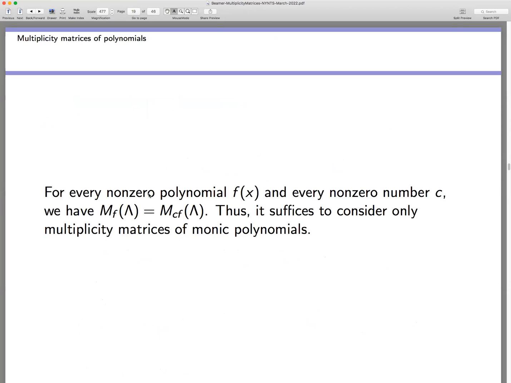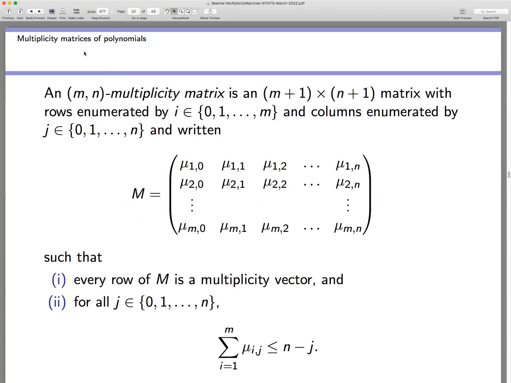Just one other quick comment. For any non-zero polynomial f, multiplying f by a non-zero constant doesn't change the zeros of the function or its derivatives. So the multiplicity matrix of f and of cf are the same. So in particular, you can save yourself some paperwork by only considering monic polynomials, with leading coefficient 1.